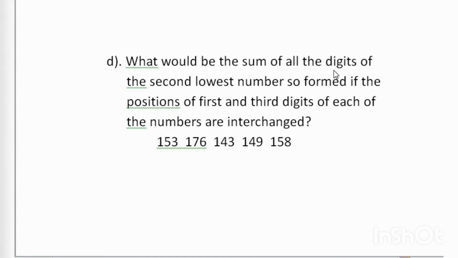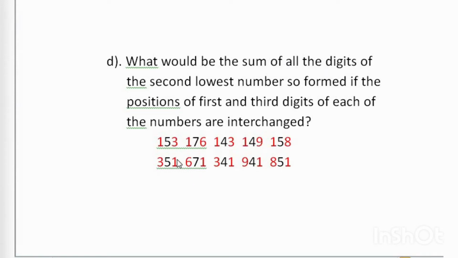Next question, what would be the sum of all the digits of the second lowest number formed if the positions of the first and third digits of each of the numbers are interchanged? Here the first and the third digits are interchanging. The middle element remains the same. So 153 becomes 351, 176 becomes 671, 143 becomes 341, 149 becomes 941 and 158 becomes 851. So which is the lowest number after forming this? The lowest number is 341, but the question is the second lowest number. The second lowest number is 351, and the question is what would be the sum of all digits of the second lowest number so formed.